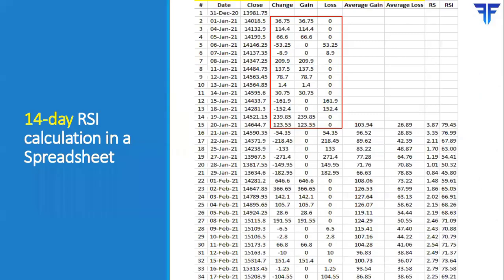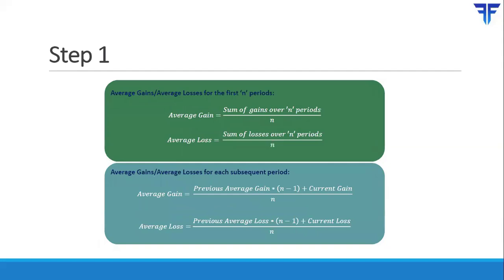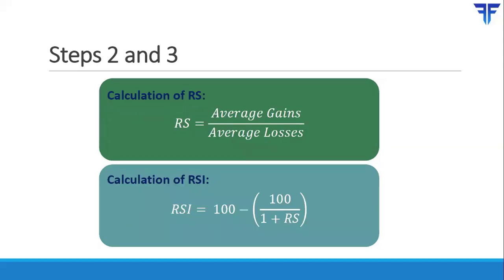Again, let's go back to the formula. RS, let's go back to step 2, which is calculation of RS. RS is nothing but average gains upon average losses. This expression could either be greater than 1, it could be less than 1, or it could be equal to 1. Whenever RS is greater than 1, that would happen when average gains is a bigger number than average losses. So whenever average gains is a bigger number than average losses, RS would be greater than 1. In that case, RSI will be above 50.